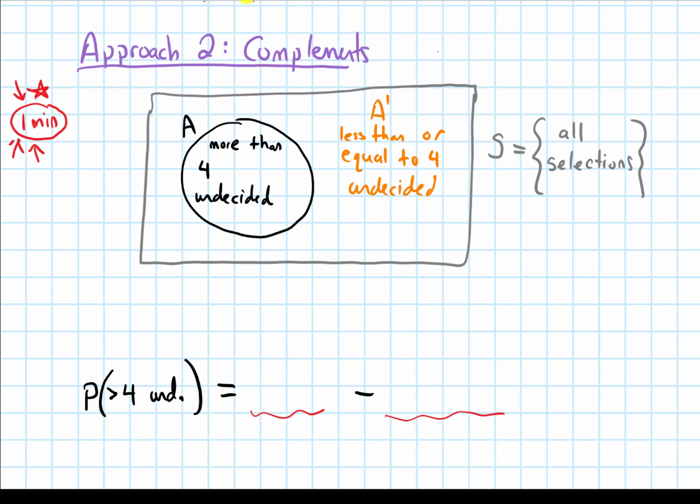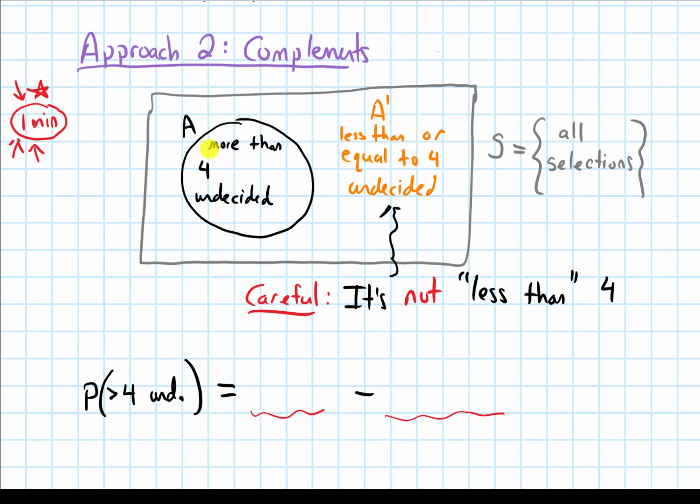So that's somewhere I need to be careful there. If it's not the case, so if I don't want more than 4 undecided voters, that means I want less than or equal to 4 undecided voters. So that's so important that I'm going to make a specific remark about that. So what do I want to be careful about? Well, it's the complement, it's not simply less than 4. I need to include the phrase "or equal to."